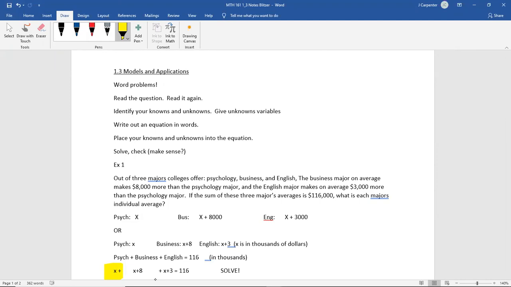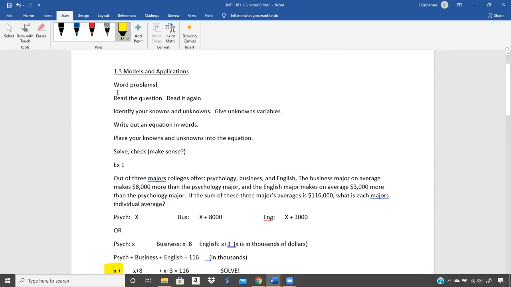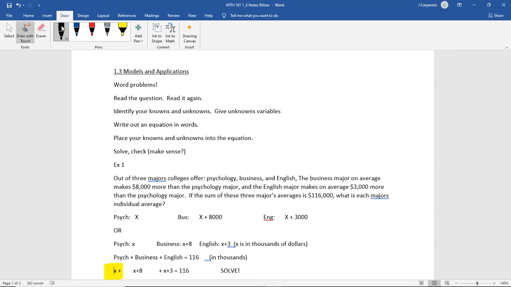This right here, this X, I have seen countless students miss it when they skip using their words. Because what they'll do is they'll see this X right here, and they'll think, okay, well that X is the psych, and then the business is the plus 8. Well, no, the business is X plus 8. So you have the X for the psych, you have the X plus 8 for the business, and then the X plus 3 for the English.